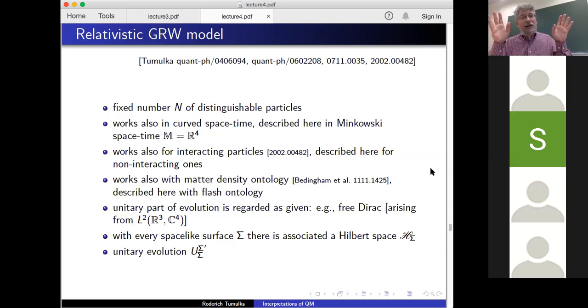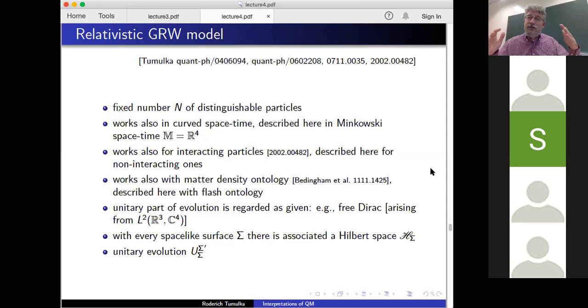That's partly because the most interesting case is how can you get along with non-locality? How can you make something relativistic and non-local? But for non-locality, you have these particle pairs. It's not about interaction between the two particles. They're two non-interacting particles. They're entangled but non-interacting. So that's the difficult case, the real step that you have to manage. Okay. This model works also with the matter density ontology, but I will describe it here with the flash ontology.